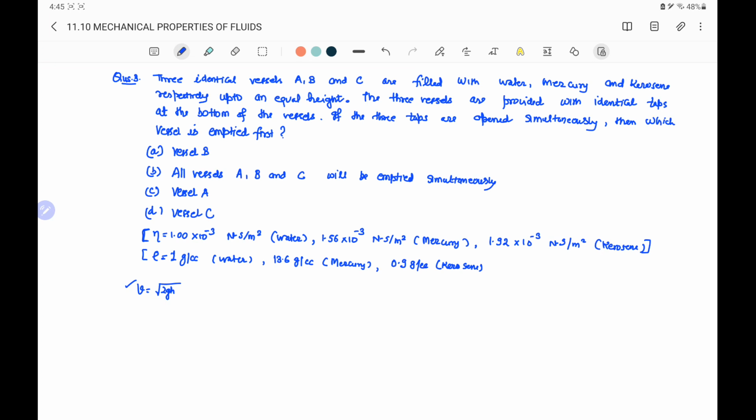But if we consider the effect of the density and the viscosity also, viscosity in all the three cases is very small, while the density of kerosene is very small in comparison to the others. Therefore, the effect of density will be dominating and the kerosene will be emptied first, and the answer is option D, that is vessel C containing the kerosene will be emptied first.